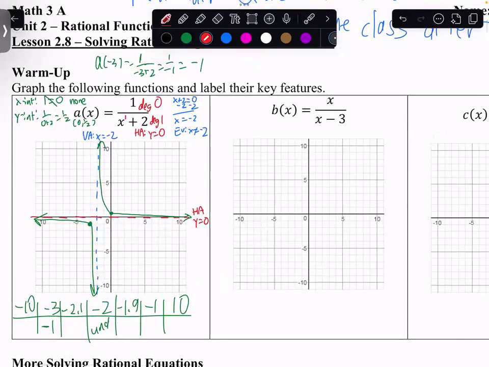Moving on to b of x. Again, no factoring is possible. So you set the whole denominator equal to 0.